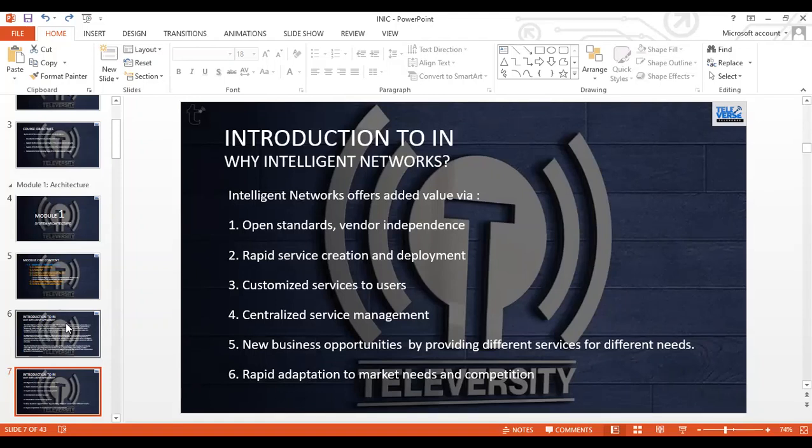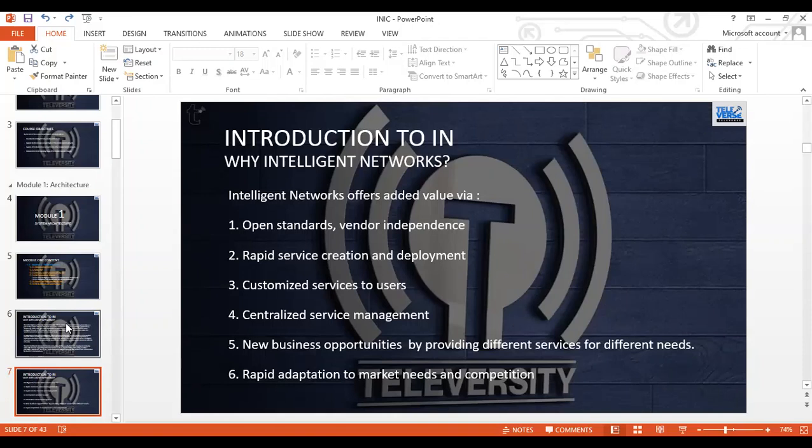Okay, and customize services to users. So like I said, you can have maybe a company coming for some services. Let's say they want a closed user group where the staff of that company can use some short numbers to call among themselves. It's customized to that particular business. Okay, so you can customize services to specific users.